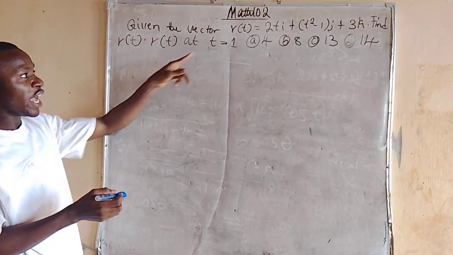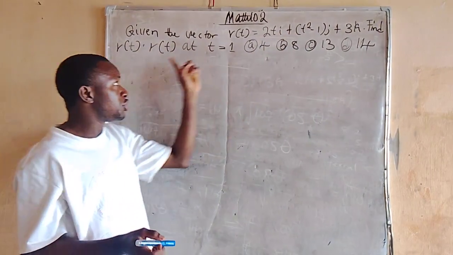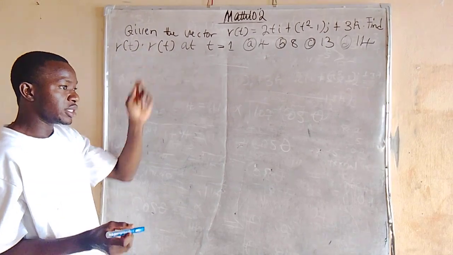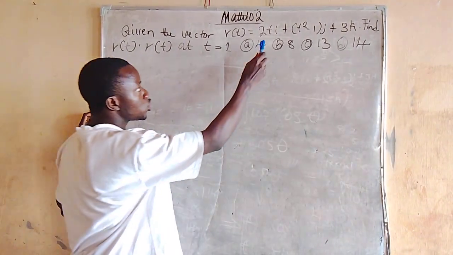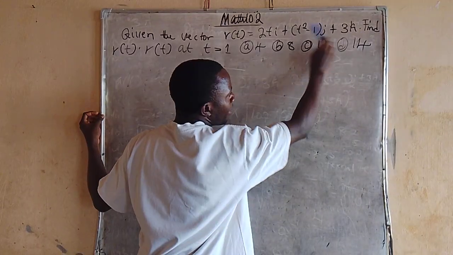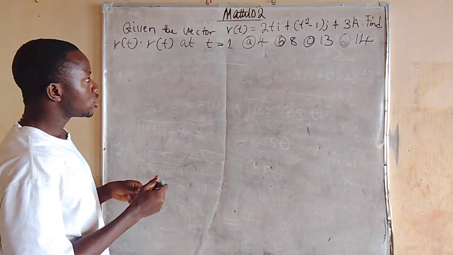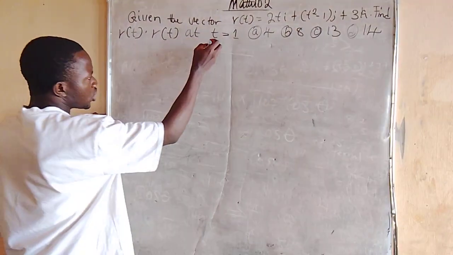We are going to multiply this vector together. That is the meaning. When you see dots here in mathematics, it means multiplication. So what we are going to do is multiply this whole vector by itself again. So that is the meaning of this. Now let's solve this.